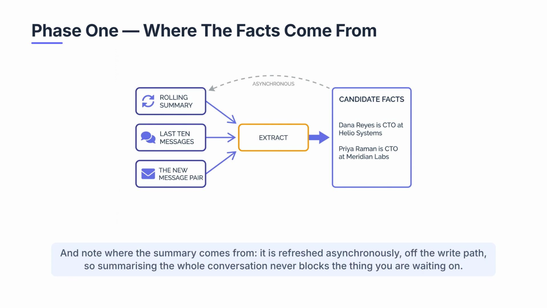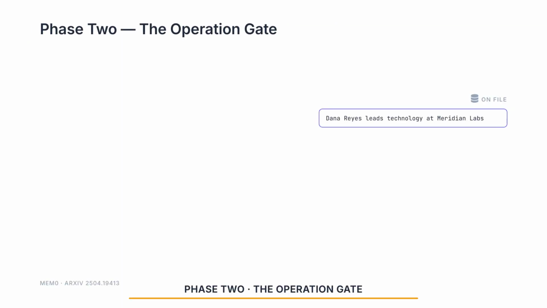And note where the summary comes from. It is refreshed asynchronously, off the write path, so summarizing the whole conversation never blocks the thing you are waiting on. Phase 2 is where it gets interesting.